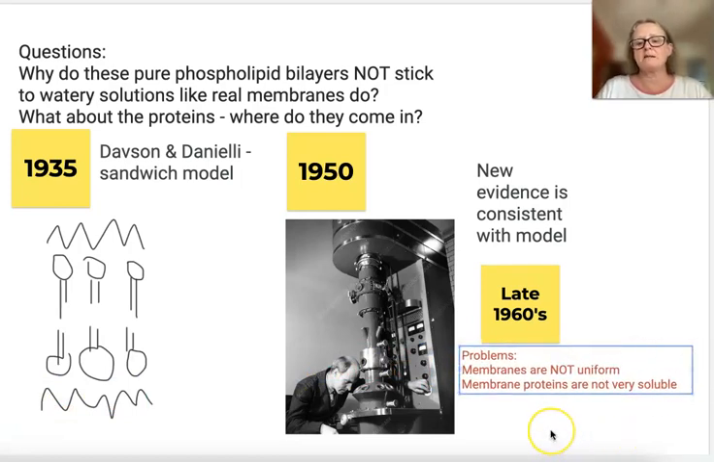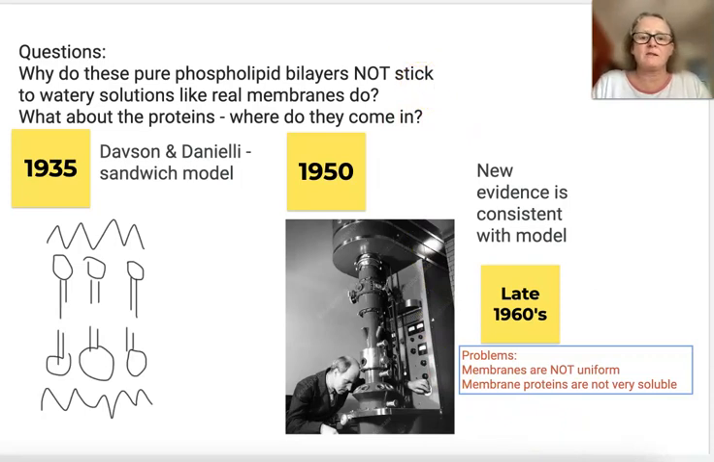Unfortunately, by the late 1960s, better techniques with the electron microscope meant that we started to realize that membranes are not uniform. So for example, the plasma membrane is about 7 nanometers wide, whereas mitochondrial membranes are only 6 nanometers wide. Plasma membranes do look a bit like the Davson and Danielli model, but mitochondrial membranes do not. They look like sort of beads on a string rather than a 3-layer sandwich. So there are some problems arising here.